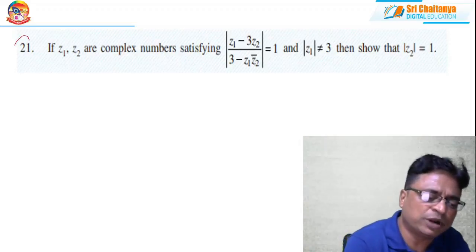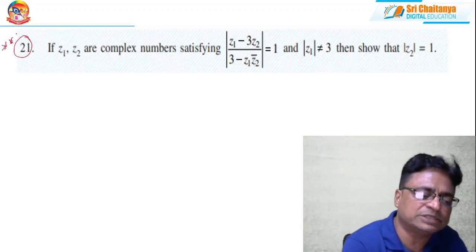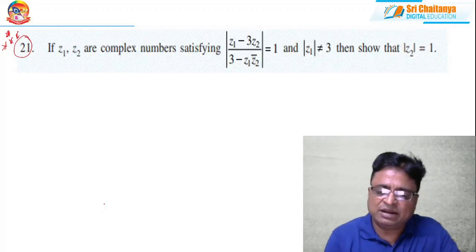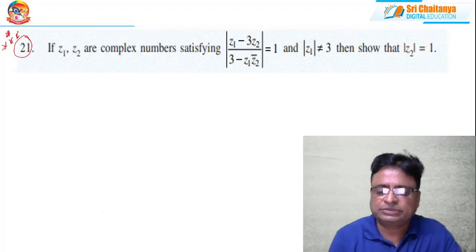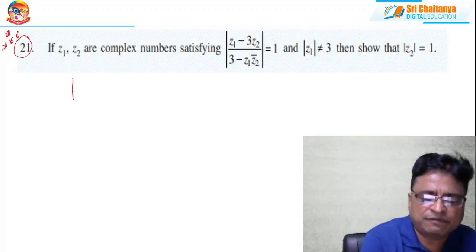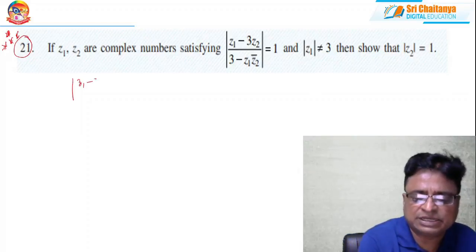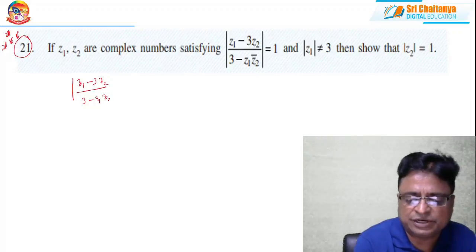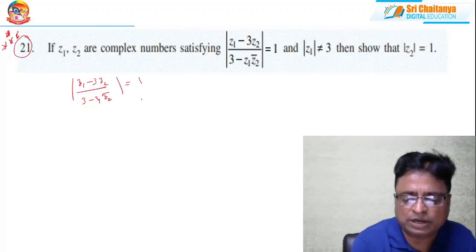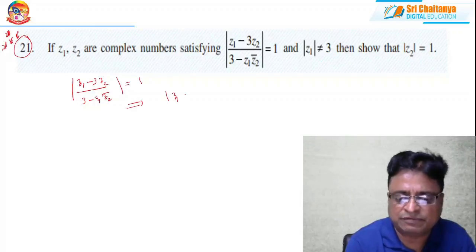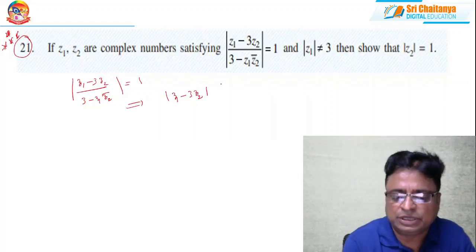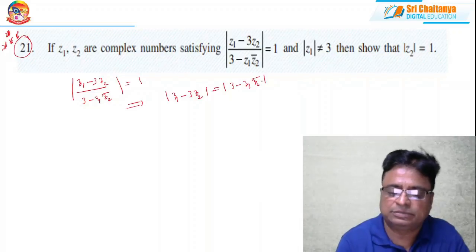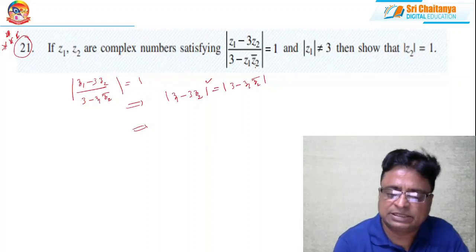This is also one of the important models for competitive examinations, especially in complex numbers. Again, here also, I can solve the problem in a different way. Because mod of (Z1 minus 3Z2) by (3 minus Z1 Z2 bar) is equal to 1, I can write this as mod of (Z1 minus 3Z2) equal to mod of (3 minus Z1 Z2 bar), by squaring on both sides.